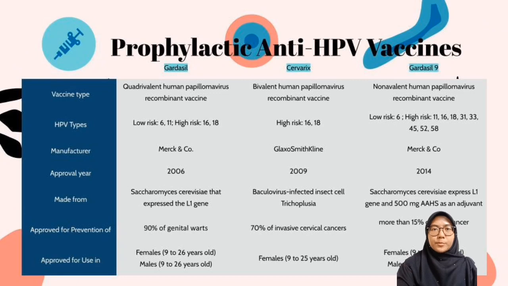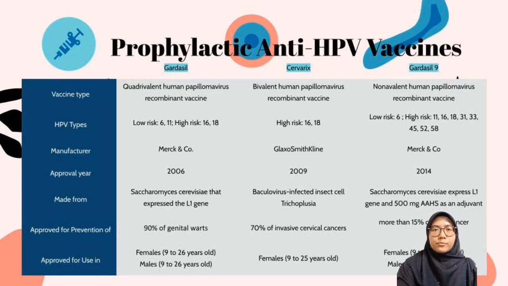The first generation of prophylactic vaccine, known as Gardasil or quadrivalent human papillomavirus recombinant vaccine, was approved in 2006 and was manufactured by Merck and Co. It has VLPs that contain low-risk HPV-6 and HPV-11 as well as high-risk HPV-16 and 18, which cause 90% of genital warts. Saccharomyces cerevisiae expresses the L1 gene to produce it. It is recommended for females and males aged 9 to 35.